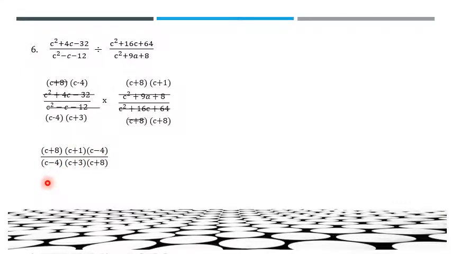Now as you can see, we can cancel out the same: c minus 4, c minus 4, and c plus 8. Okay, so the final answer is quantity c plus 1 over quantity c plus 3.